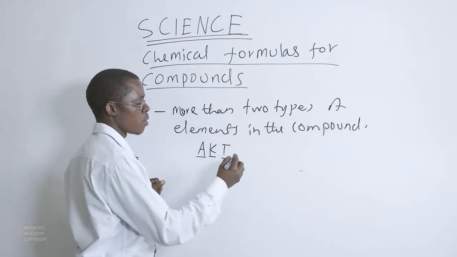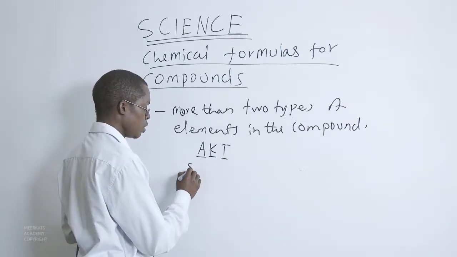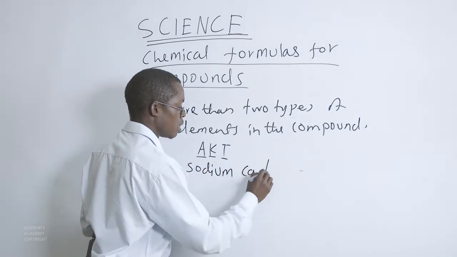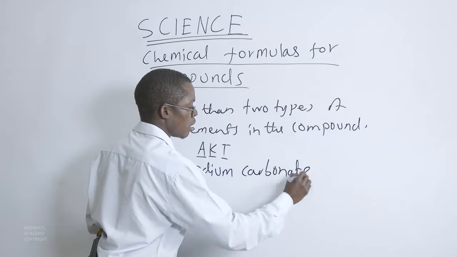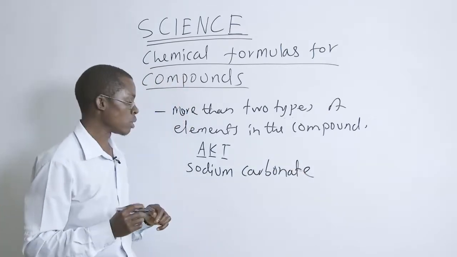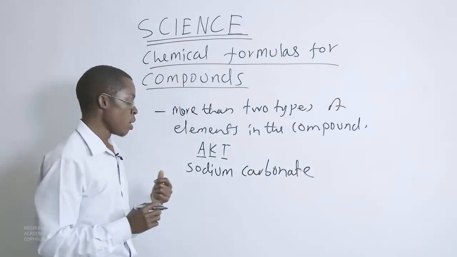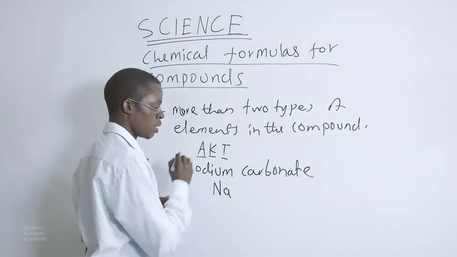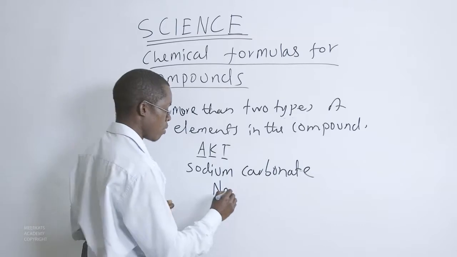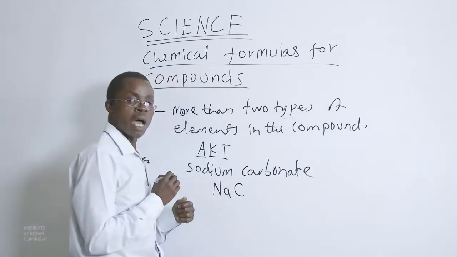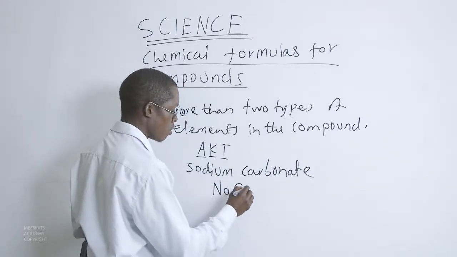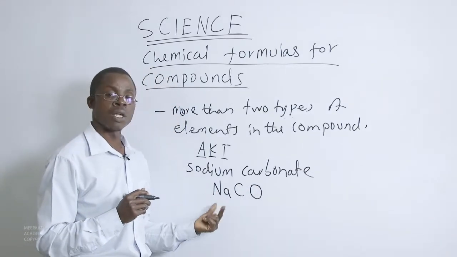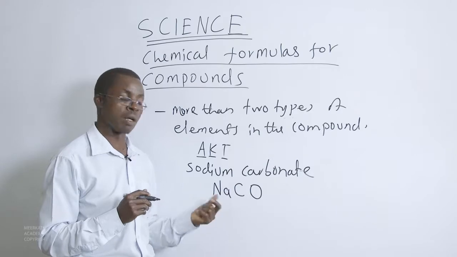So if I have a compound, for example, sodium carbonate. This is a name of a compound. In this name, we have sodium. In this name, we have carbon. And in this name, we have oxygen. These are 3 different elements.